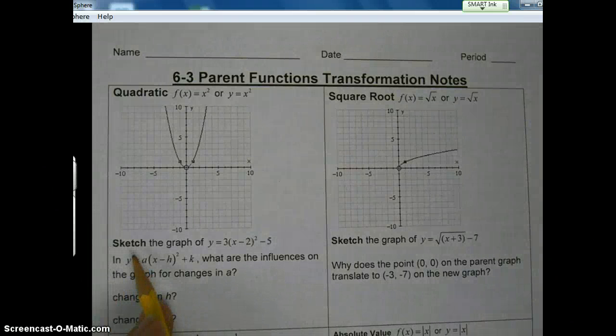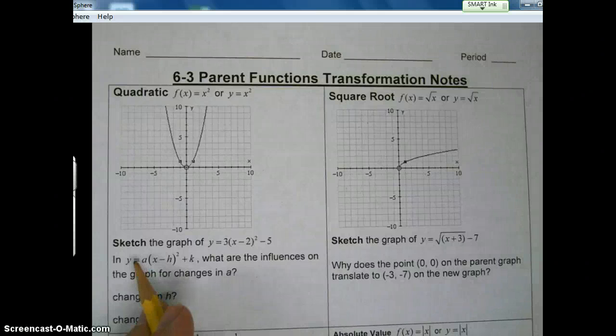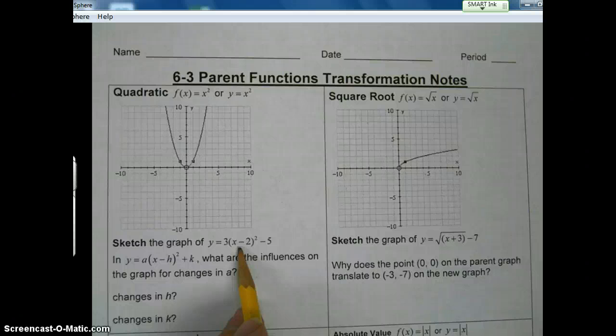Video notes, transformation notes. Sketch the graph of y equals 3 times the quantity x minus 2 squared minus 5.